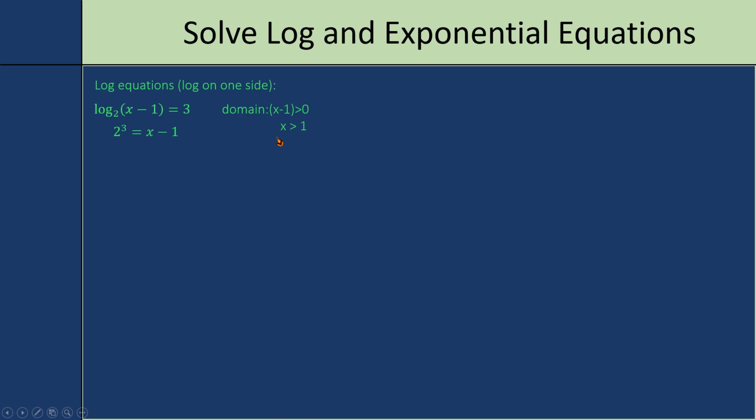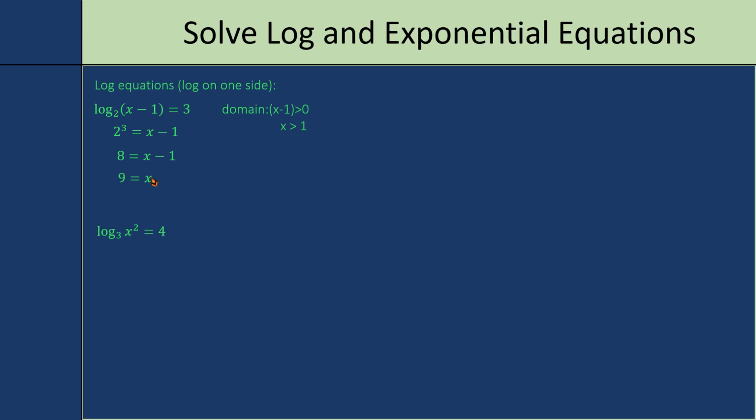Okay, so here is the next step. I convert this into exponential form. Then I have 2 to the third power is equal to x minus 1. That gives me 8 equals x minus 1. Then x is equal to 9. And I check here, is this in the domain? Is it larger than 1? Yes, it is. So that is a solution.